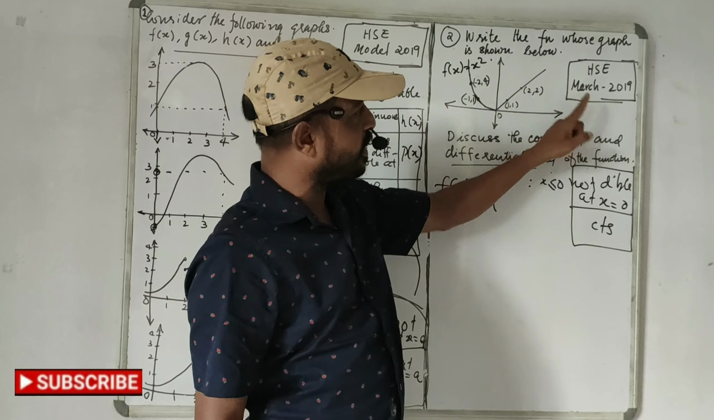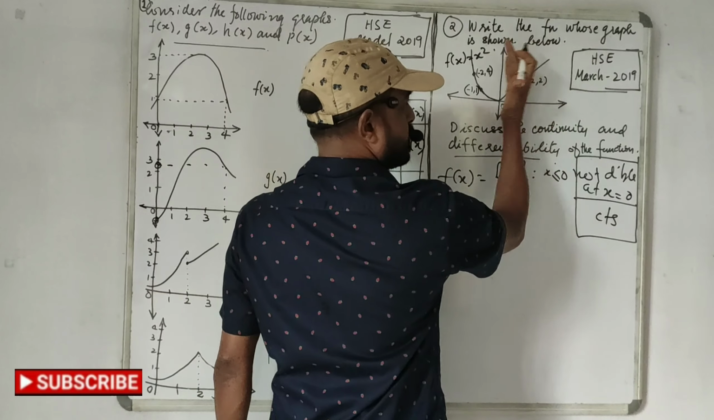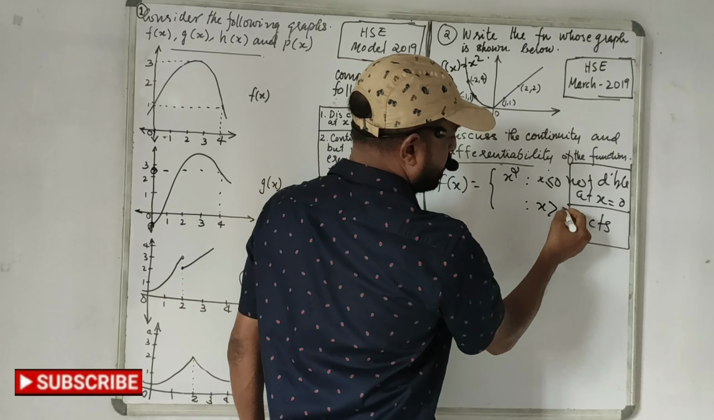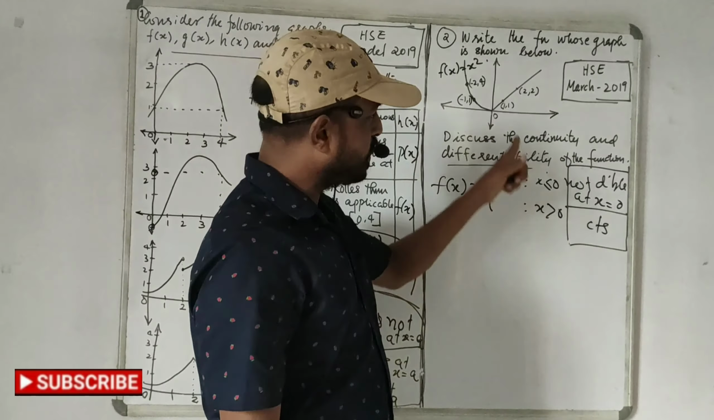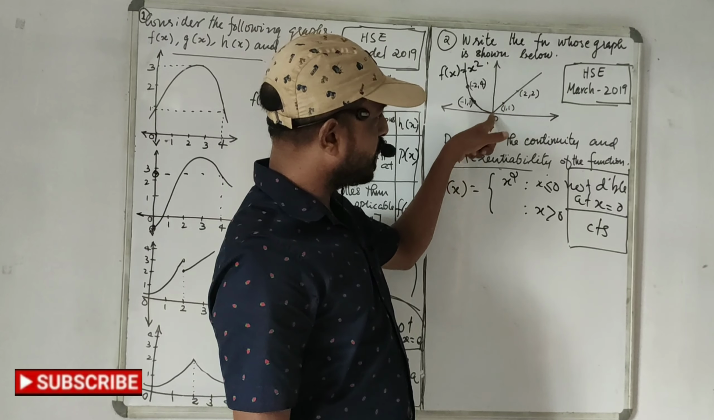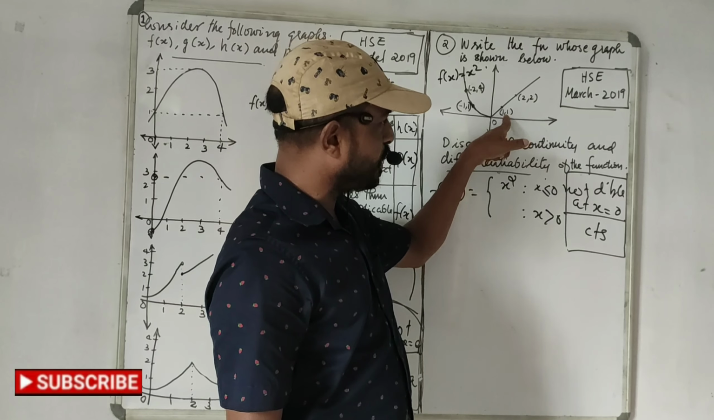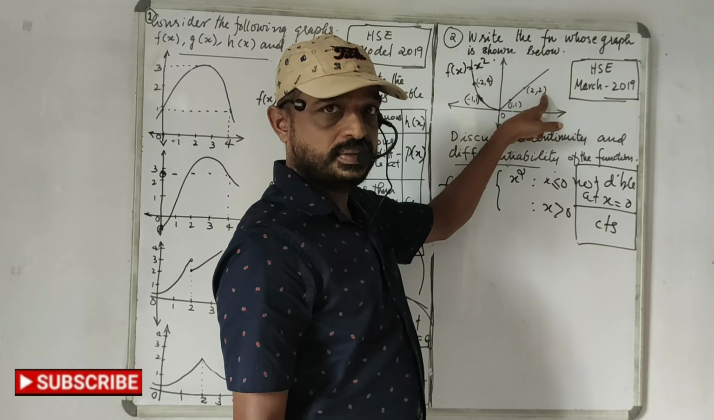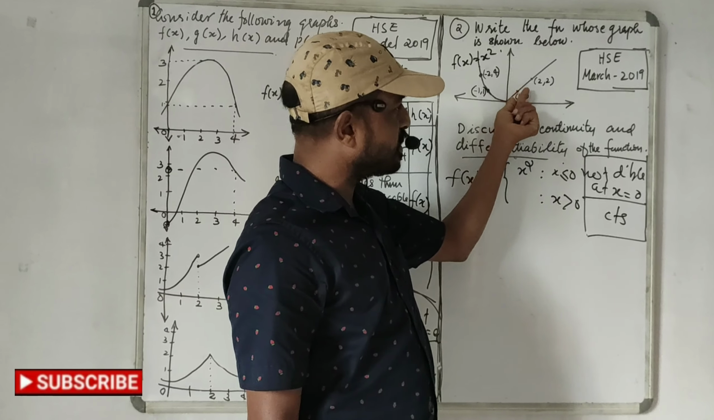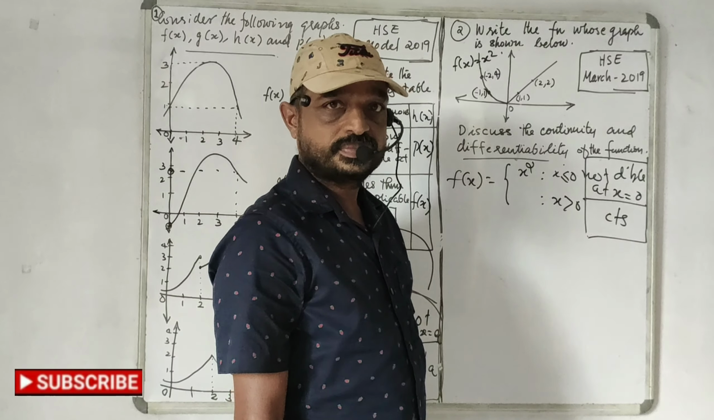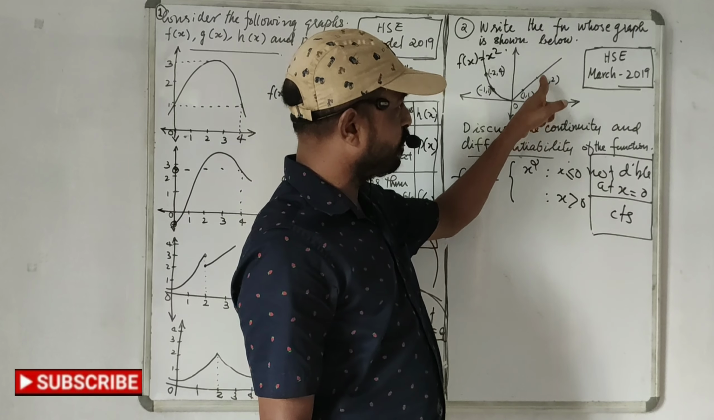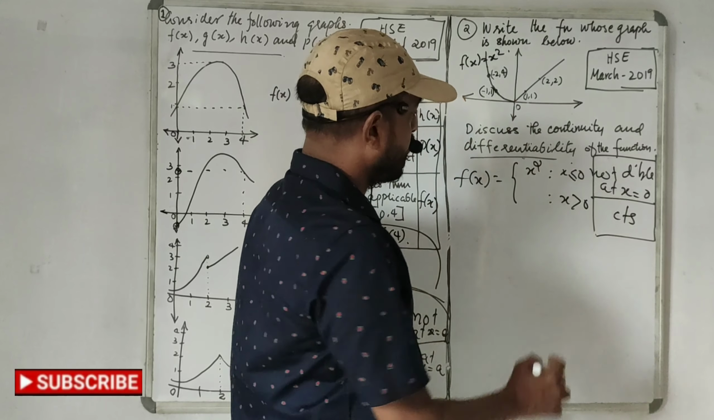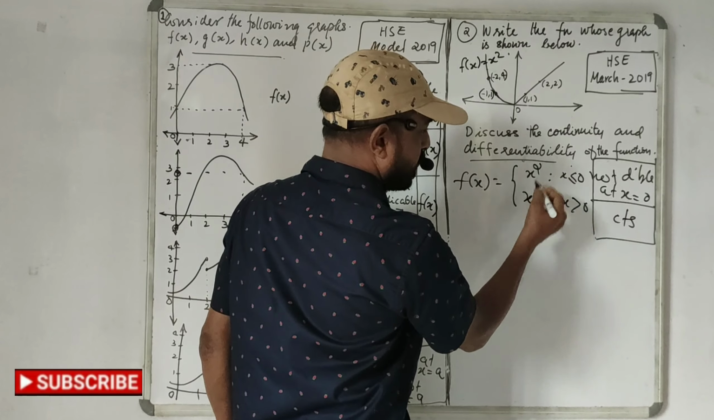When x is greater than or equal to 0, that means this part. When x is greater than 0, what is the equation of this graph? This graph is a straight line passing through the points 1, 1 and 2, 2. Here both x and y values are equal. So what is the equation? f of x is equal to x. So f of 1 is equal to 1, f of 2 is equal to 2, f of 3 is equal to 3. What is the equation of this line? f of x is equal to x.